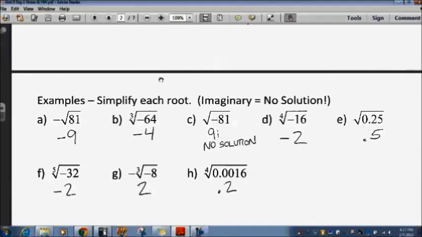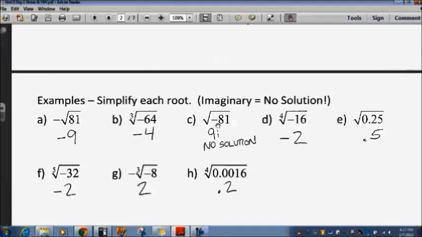Okay, simplify each root. With A, the negative of the square root of 81. Well, the square root of 81 is 9. We bring the negative down, so it's negative 9. B, the cube root of negative 64. Punch that in on your calculator, you'll get negative 4, because negative 4 cubed does give you negative 64.